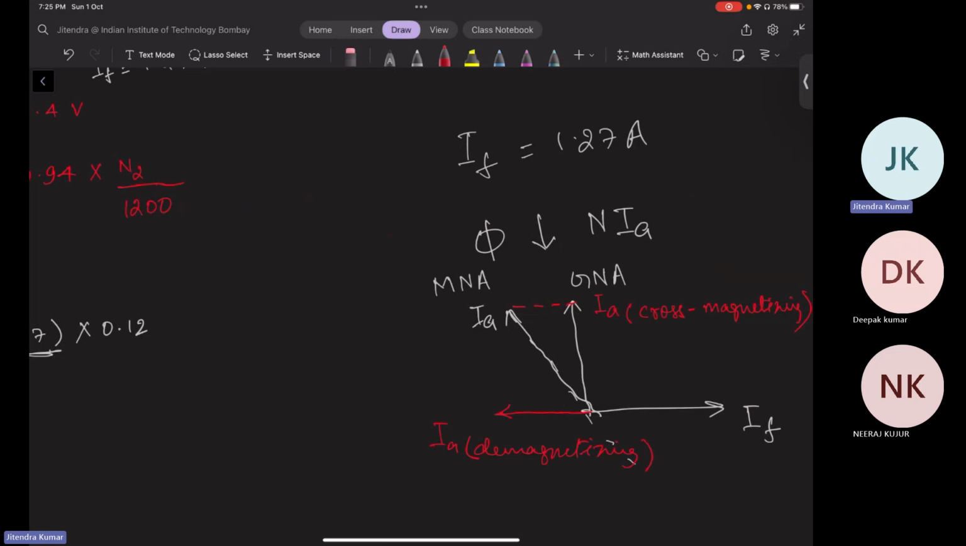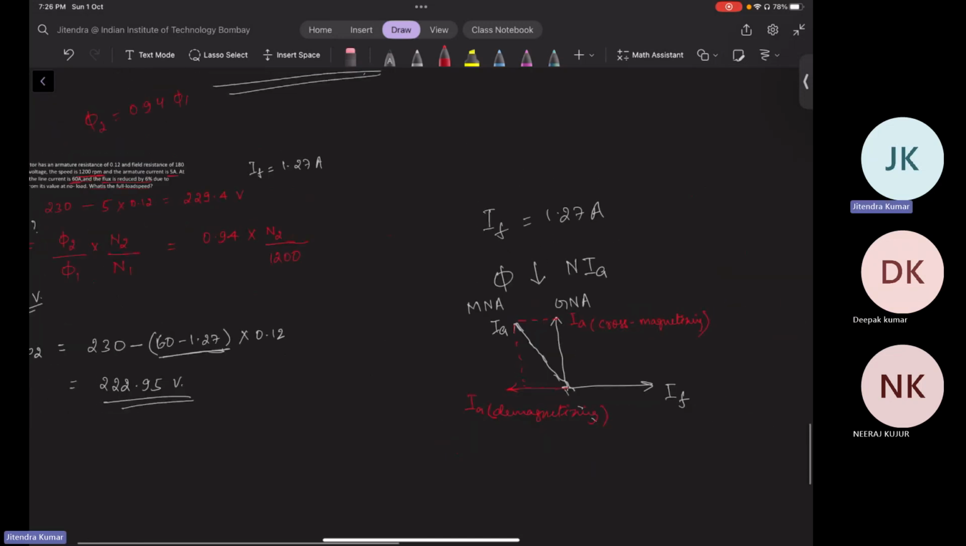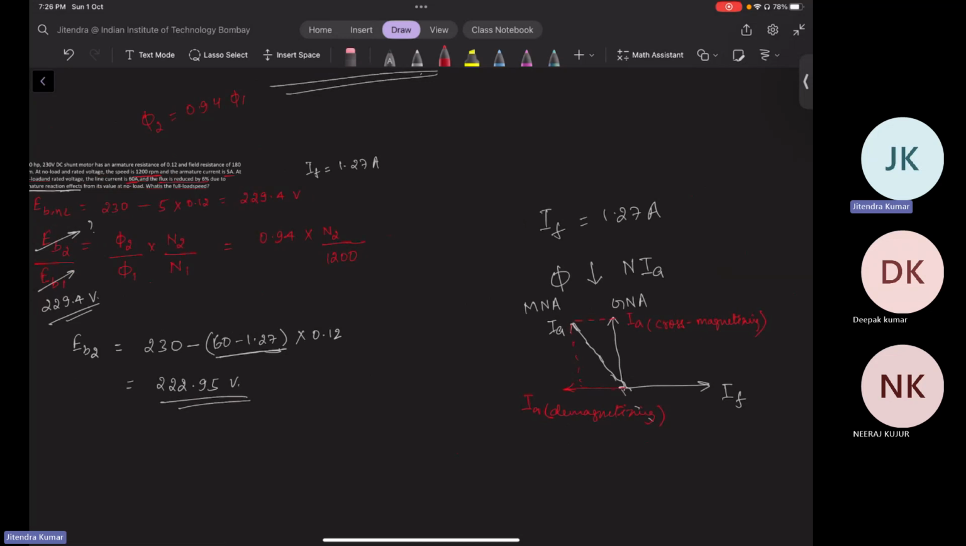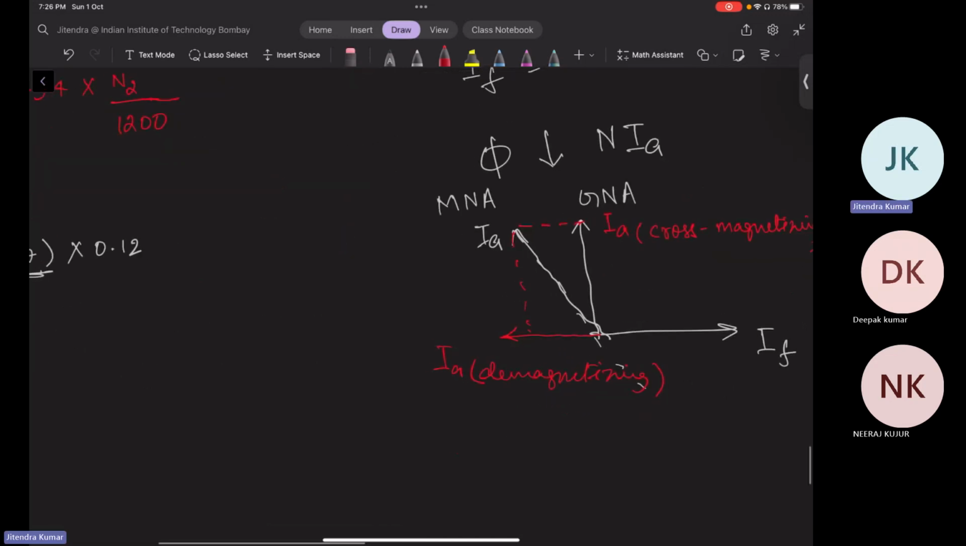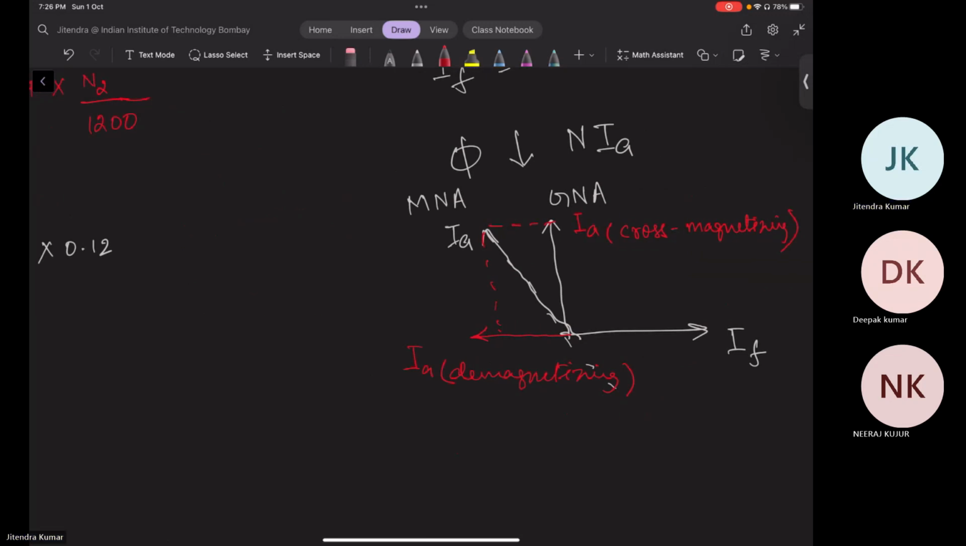So according to the question, this is what is happening. This demagnetizing component, though it will be very small, is demagnetizing by that much, 6% of the rated flux, so that it can operate at that particular speed, because of brush shift. You got the point of this demagnetization?